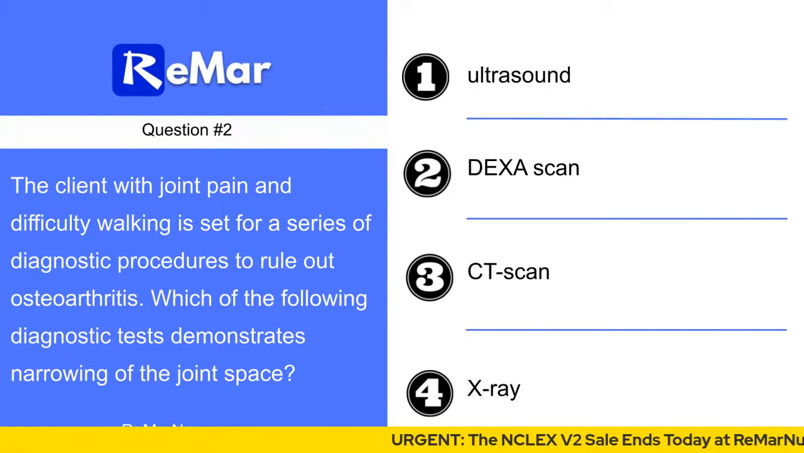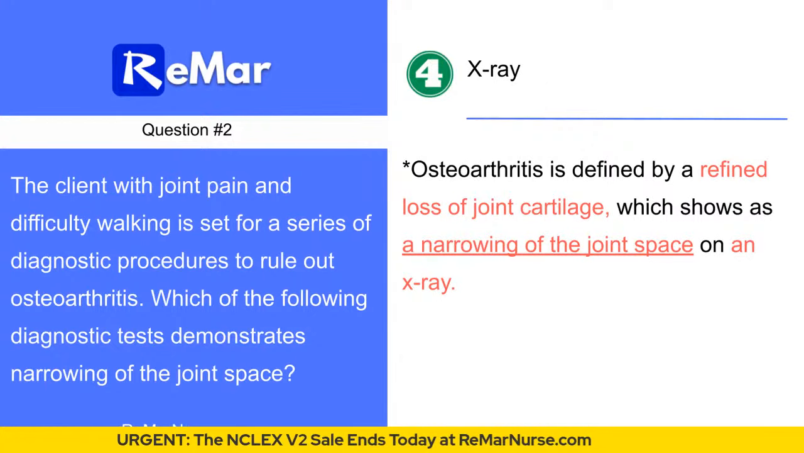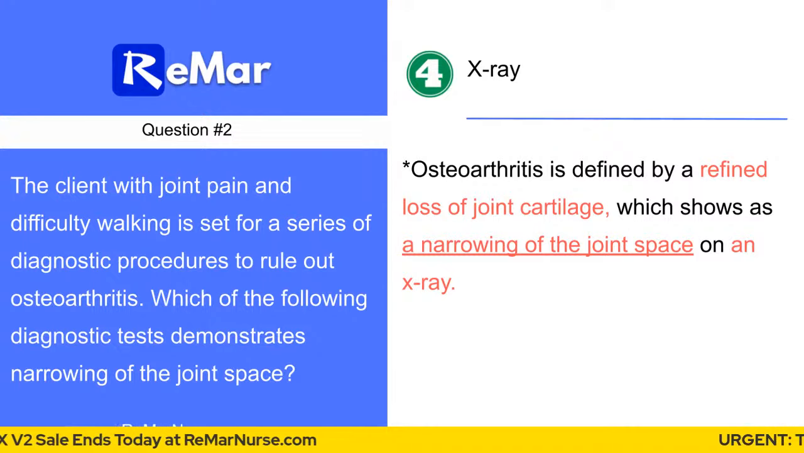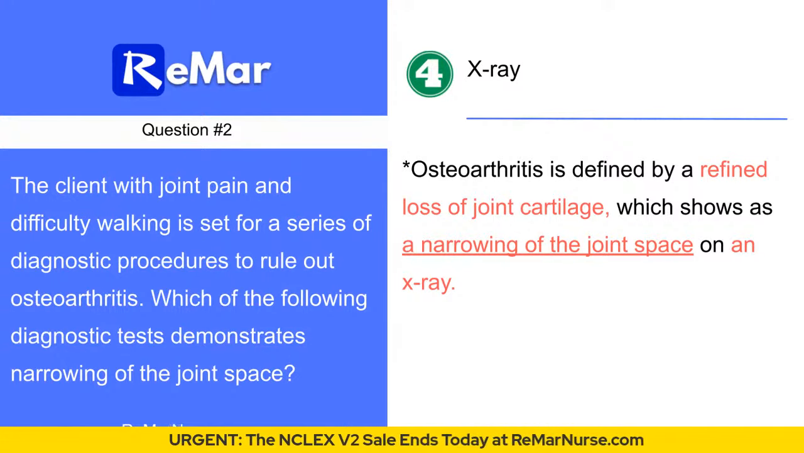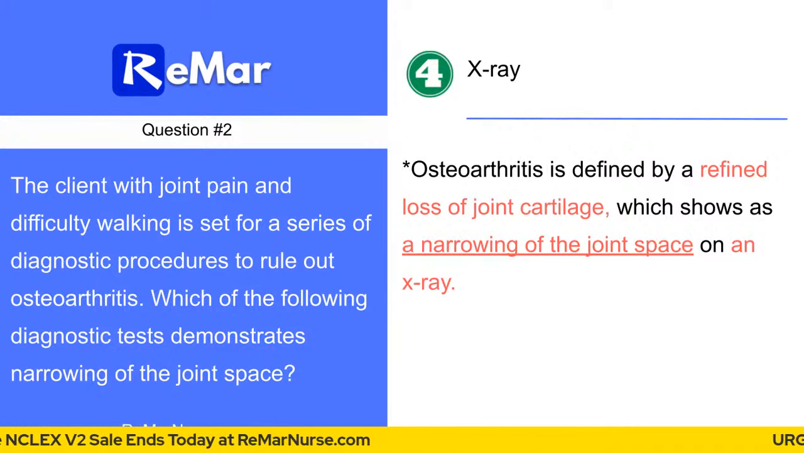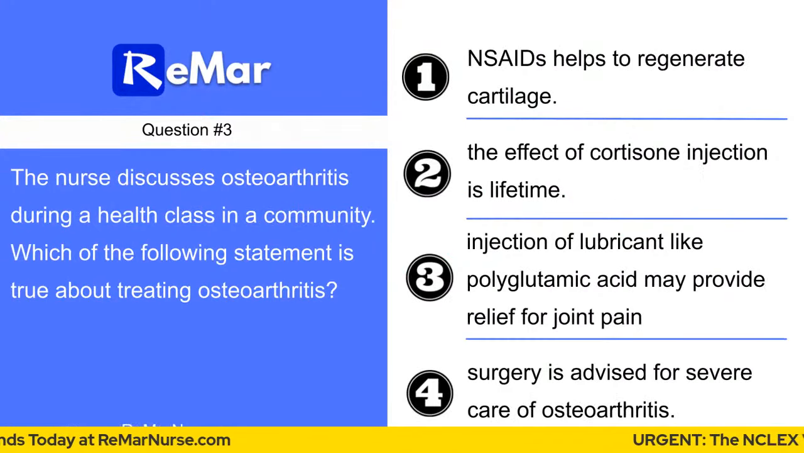Amazing. All right. Correct answer is number four on the X-ray. So osteoarthritis is defined, okay, by a loss of joint cartilage. So which shows a narrowing of joint spaces, and that is on the X-ray, okay? The X-ray does that. Yes, good job, everybody.